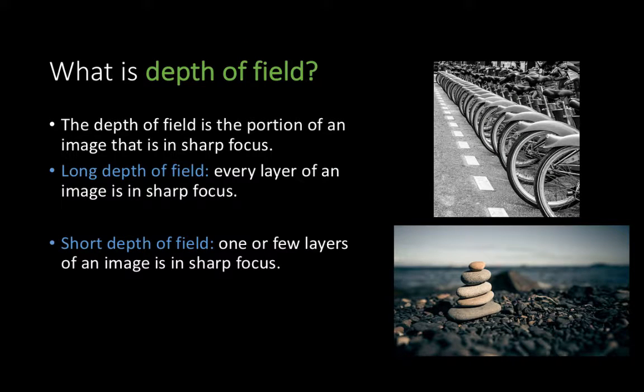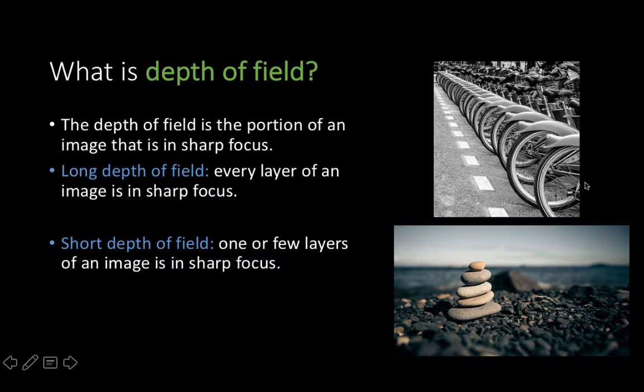So what is depth of field? Depth of field is the part of the image that is going to be in sharp focus. So if you imagine splitting a photo into different layers, from the things that are near the person taking the photo to everything that is further and further away, those are the layers. And the more layers are in focus, the longer the depth of field, and the fewer layers are in focus, the more you will have a short or a shallow depth of field.